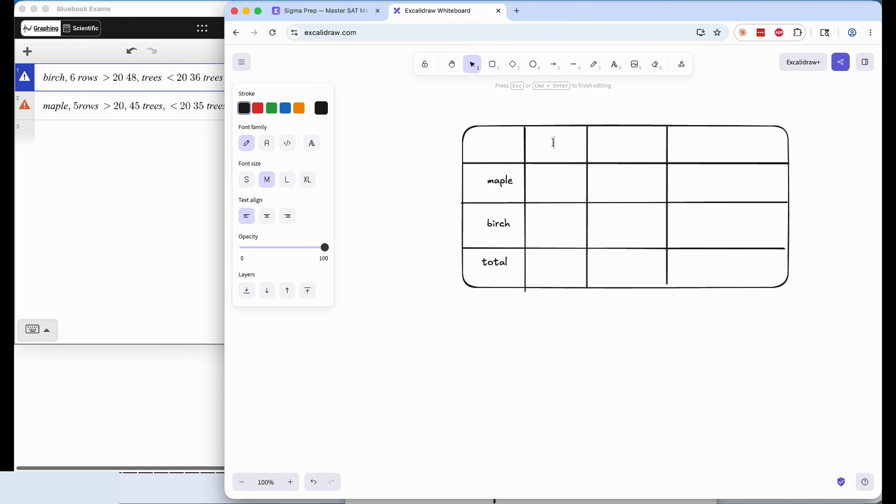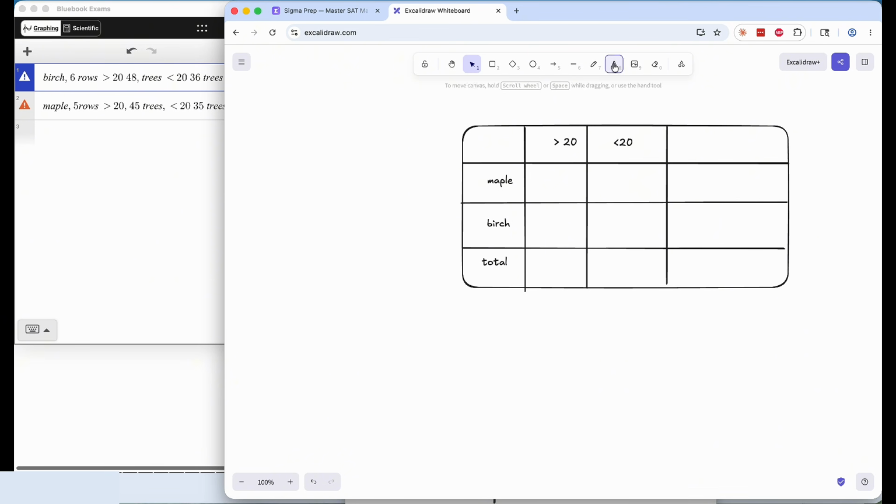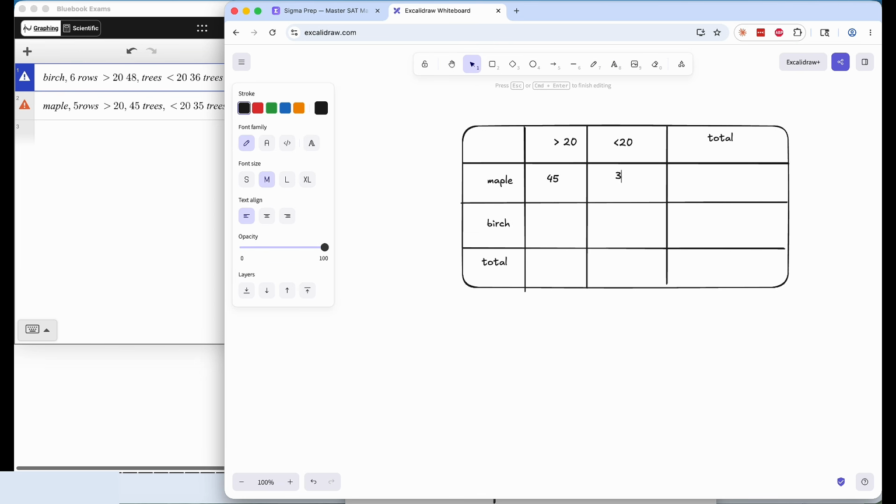And then up here we had that they were greater than 20 feet. We got that they were less than 20 feet. And then we got the total again, right? And so for maple, we put this in maple. 45 were greater than 20, 35 were less than 20. So it'd be 45, 35, right?